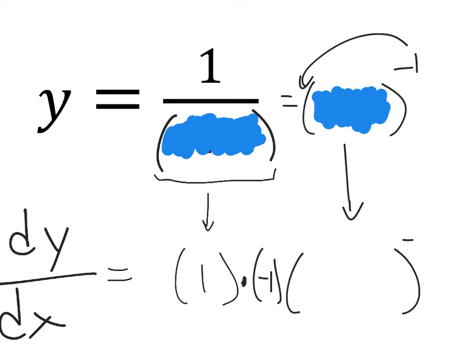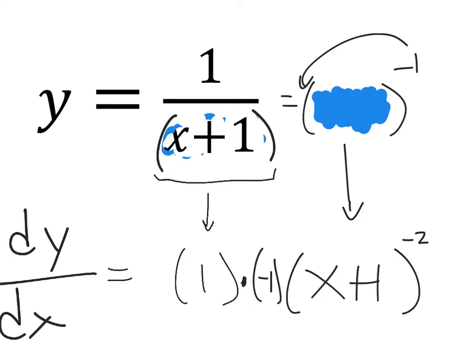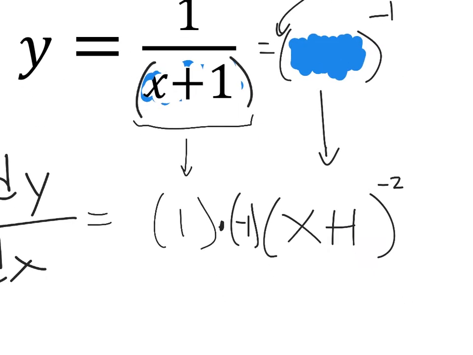We're going to subtract 1 from that exponent, -2, just using the power rule there. And then we take whatever this blue blob is here, and we're going to drop it down. Well, the blue blob is going to be x plus 1, right? So, all right, this is kind of a cover-up method there. We take the derivative of the inside, then we just cover up the inside and take the derivative of the outside.